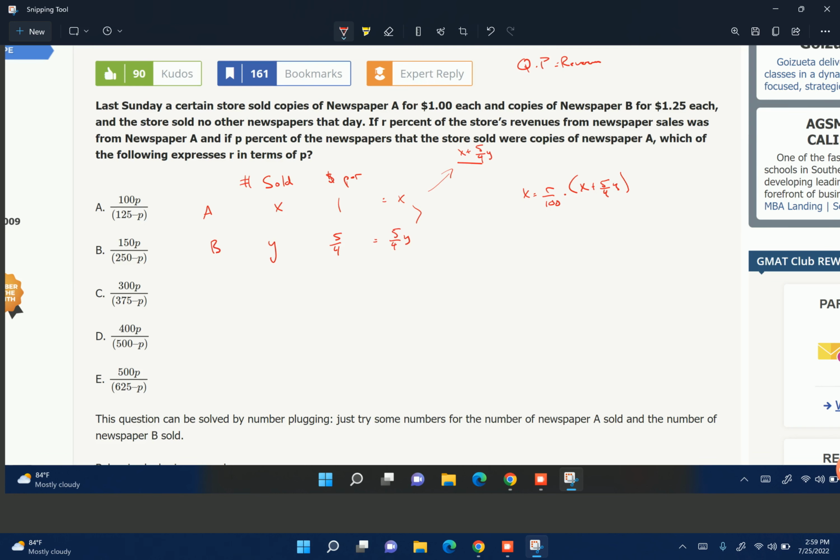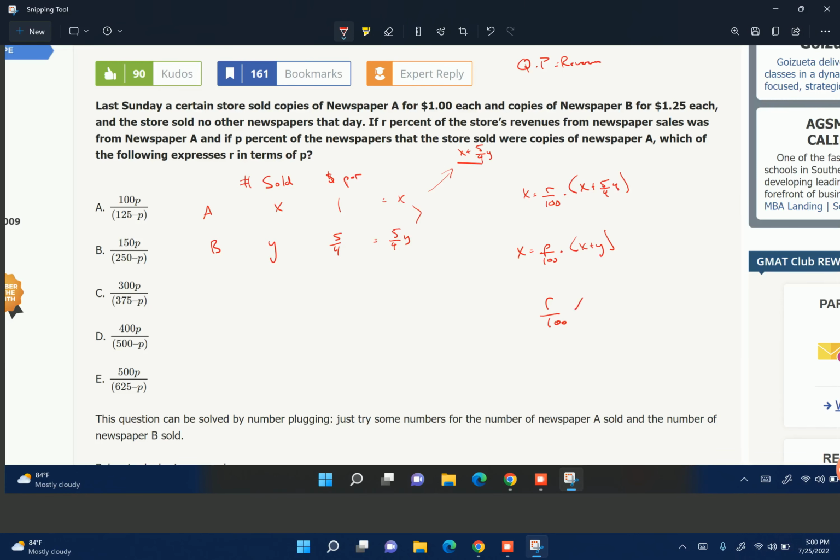And then P percent of the newspapers sold are from A. So X here again, just being the number sold, is the same as the revenue from newspaper A, because the dollar price per newspaper is just 1. So the number sold is X, and also the revenue is X for newspaper A. So we know the number sold, X, is P percent of all the total newspapers sold, which would be X plus Y in terms of actual number of newspapers sold. So we have that. We have both these equal X, so I guess you could set them equal to each other.